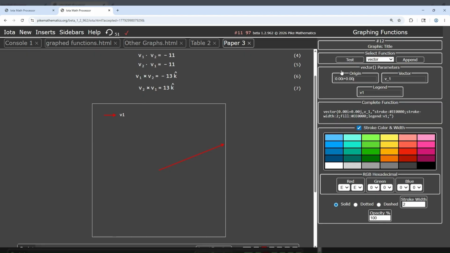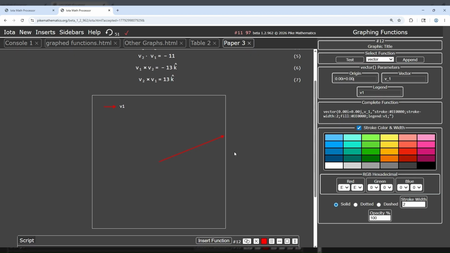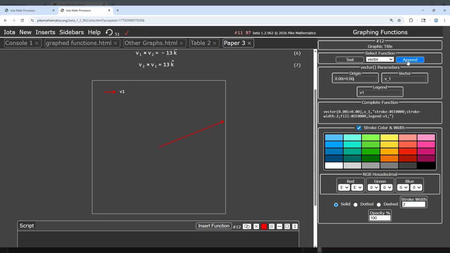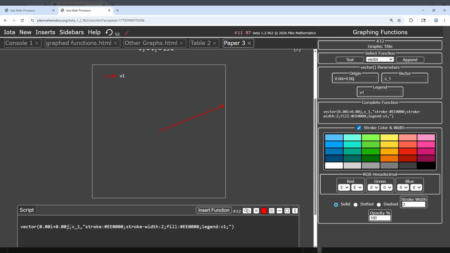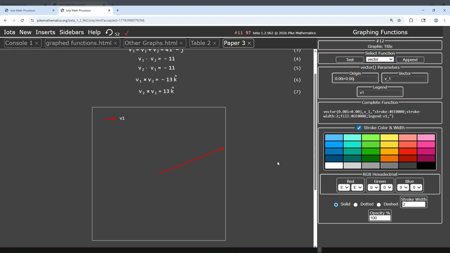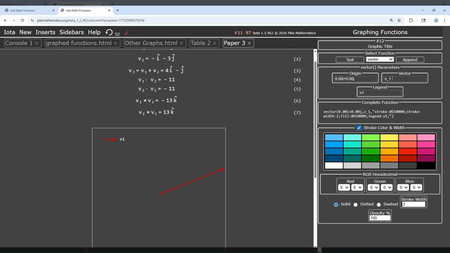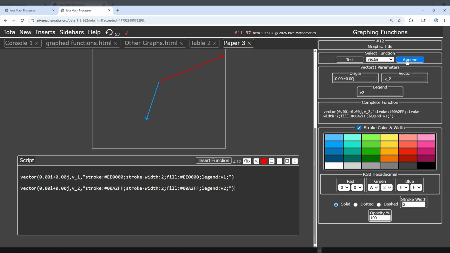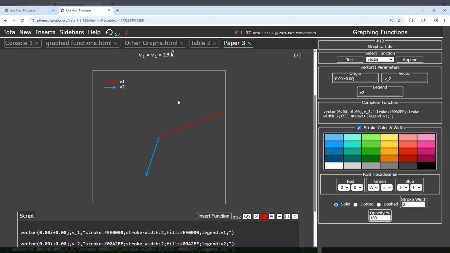I hit the test button just to see what it looks like, and it looks okay. Once I'm satisfied with it, I hit the append button, and that puts the actual script that the system's using into this box here and makes it a little more permanent. So I've graphed v1. Let's graph v2, but I want to change the color. We'll make it blue. Let me go ahead and just append it. There you go. So v1 and v2 are listed here.